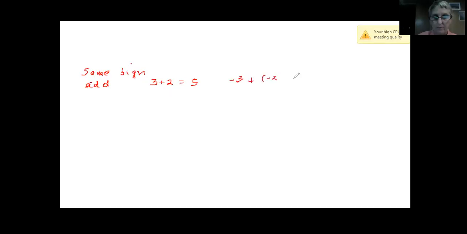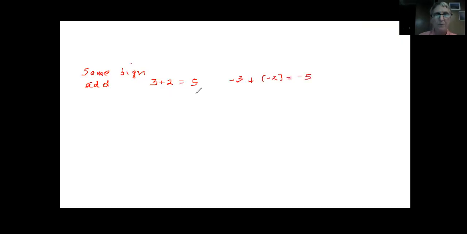Alrighty, let's get started. We're adding integers. Integers, of course, are numbers with signs. And if you have integers with the same sign and you want to add them, for example, 3 plus 2, both positive, we end up with a positive. If I add a negative 3 and a negative 2, we end up with a negative.